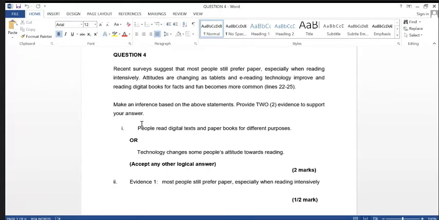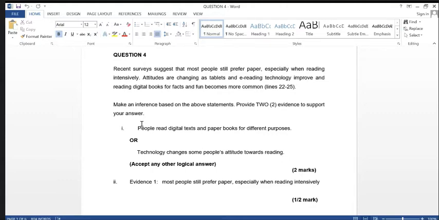Now they are talking about attitudes of what? Attitudes of reading. What are they saying? They are saying that reading attitudes are changing as tablets and e-reading technology improve and reading digital books for facts and fun become more common. When the e-reading technology improves, tablets improve, attitudes are changing.